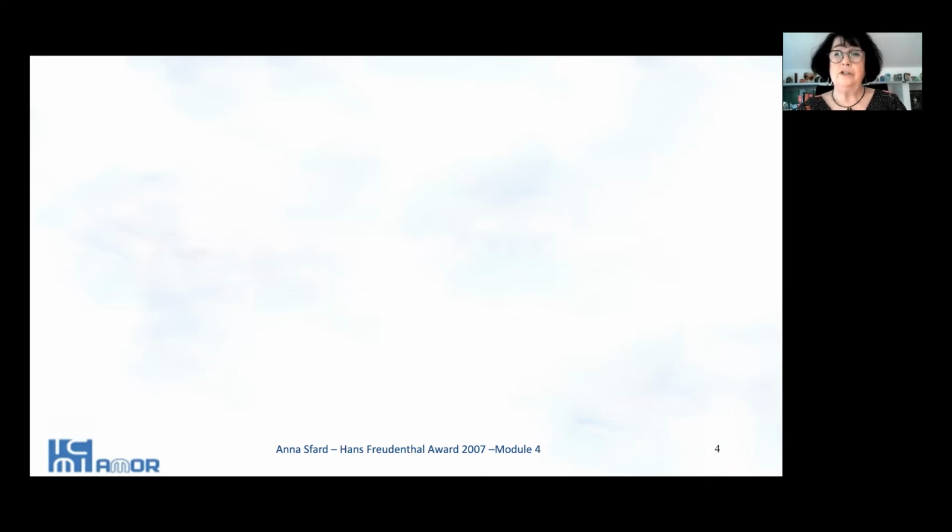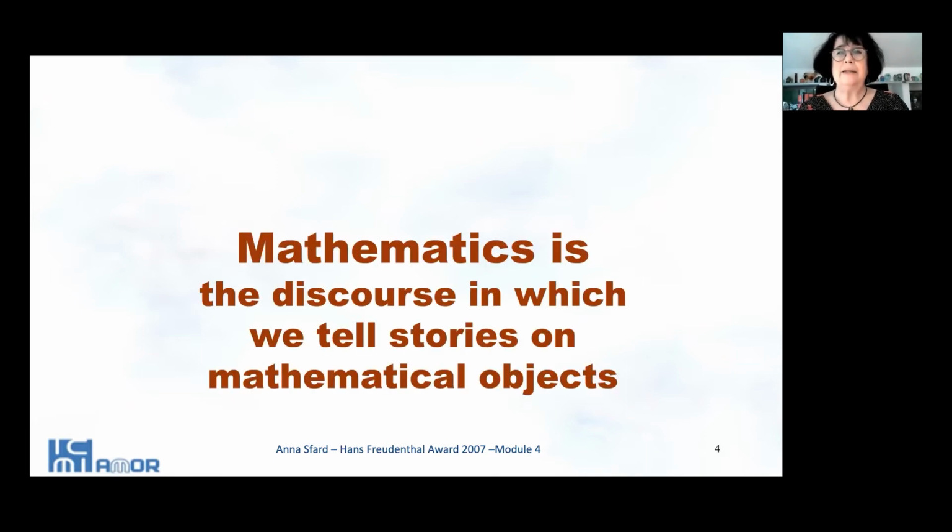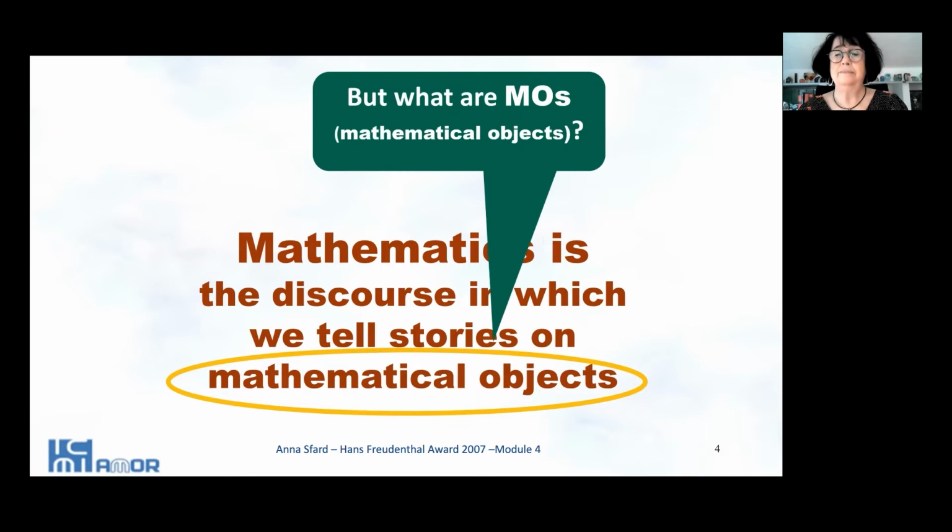This cognitive definition, let me read it again. Mathematics is the discourse in which we tell stories on mathematical objects. This definition may appear compellingly simple and clear, but it leaves one crucial question unanswered. Mathematical objects, what are they?